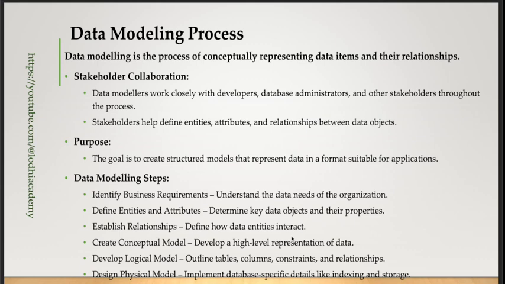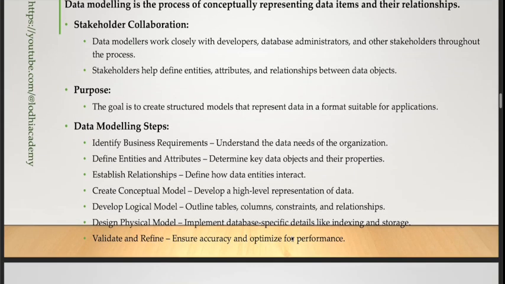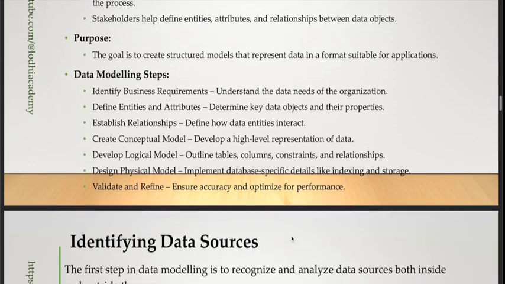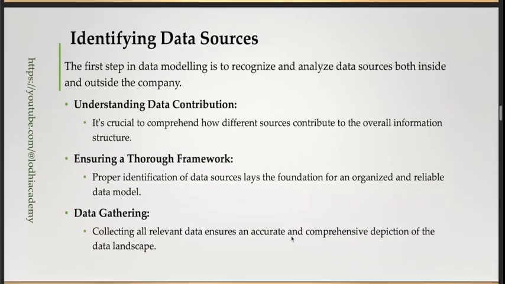Let's discuss the data modeling steps. Data modeling steps are: identify business requirements, understand the data needs of the organization; define entities and attributes, determine key data objects and their properties; establish relationships, define how data entities interact; create conceptual model, develop a high-level representation of data; develop logical model, outline tables, columns, constraints, and relationships; design physical model, implement database-specific details like indexing and storage; validate and refine, ensure accuracy, and optimize for performance. Now we will go into a little detail.